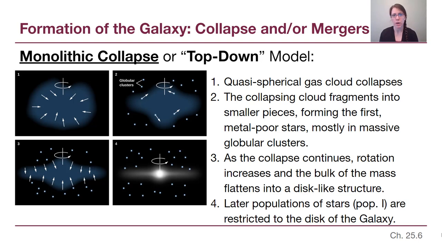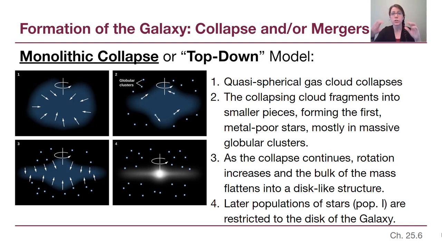The top-down models are sometimes called monolithic collapse, and they look very similar to the way that star formation looked back in the previous module. We have this big cloud of gas and dust, galaxy-sized this time, that collapses. Something causes that collapse. And as it collapses, it starts to flatten out. We talked about that for stars too. That's why we have all of our planets in a protoplanetary disk. We had that phrase before. Okay, so big cloud of gas and dust collapses down.